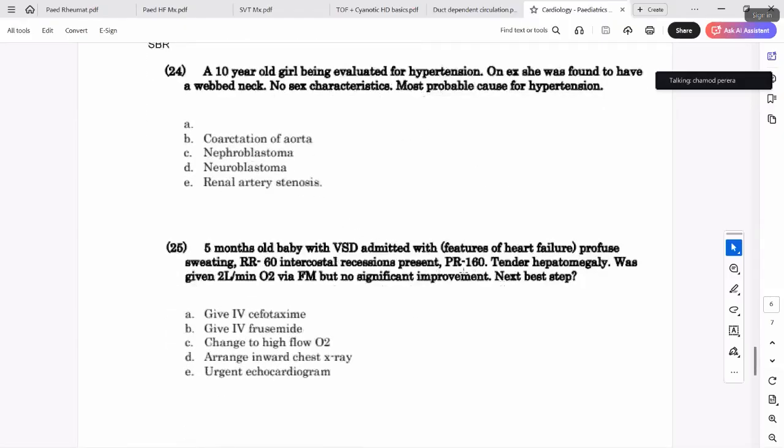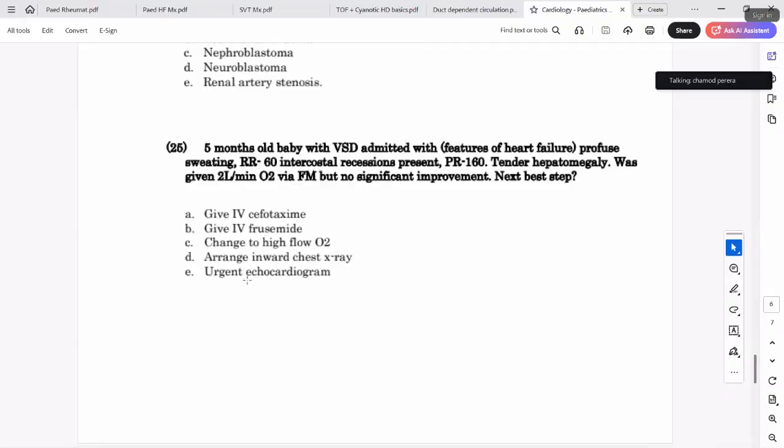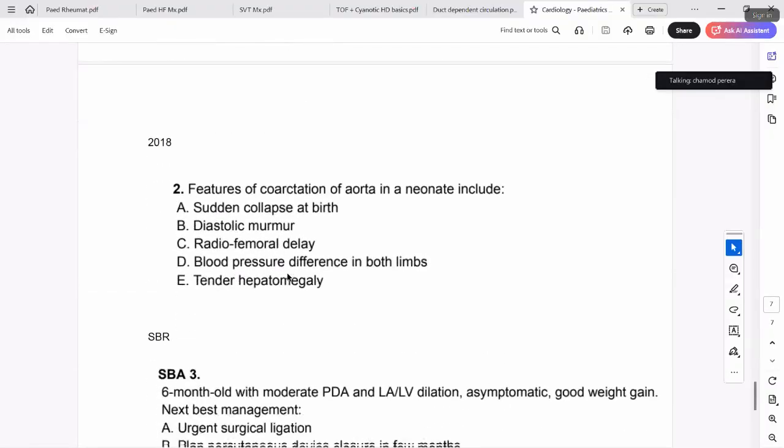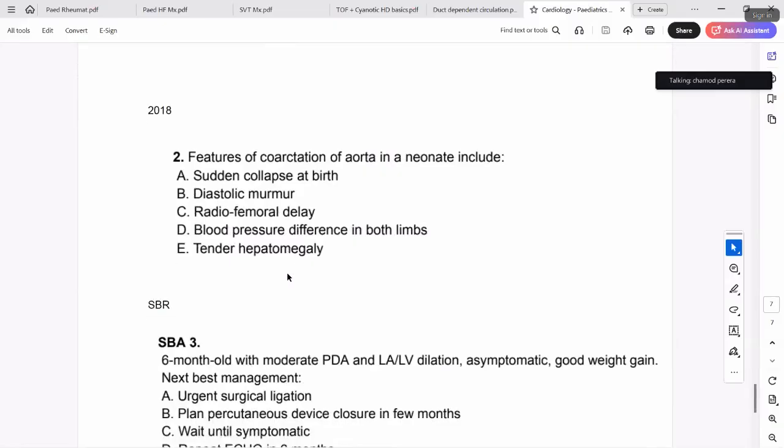So again, I discussed this question. It's the same question with heart failure where you will give IV furosemide. So features of coarctation of aorta in neonate, so this is not the adult type coarctation. Sudden collapse at birth, it's not going to happen. Even with duct dependent circulation, they can stay until the duct closes, right? So therefore they won't collapse at birth.